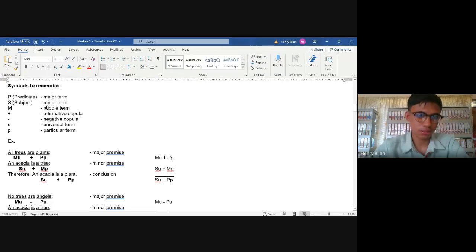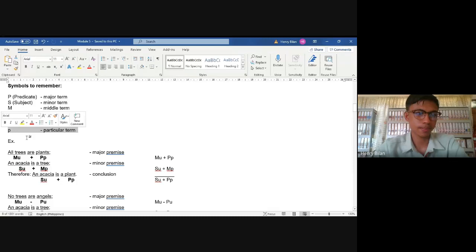So, ito yung, of course, plus is for affirmative. This one is negative, minus sign, U for universal term, P for particular term. Kailangan kasi yung dalawang ito na ilagay para mas madaling ma-identify kung yung term ba universal or particular. Pero pag first time mo, mahihilo ka talaga, but let's try to understand.